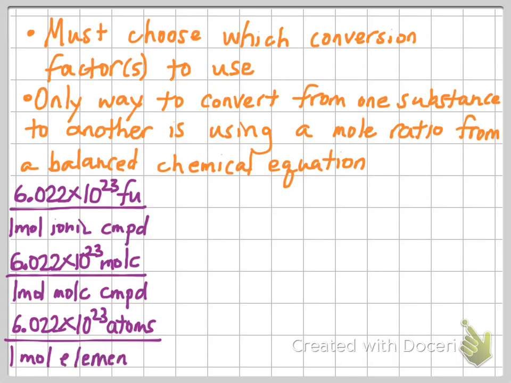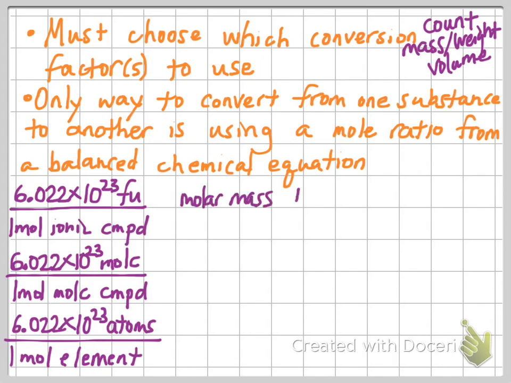Remember, we have 3 different ways that we can measure matter, right? We can count it, we can take its mass or weight, and we can measure its volume. And we can use the mole for all of these. So these are our 3 that involve the mole for counting. For mass or weight, remember that one has a special name, that's molar mass. And it's some number of grams of substance over 1 mole of substance.